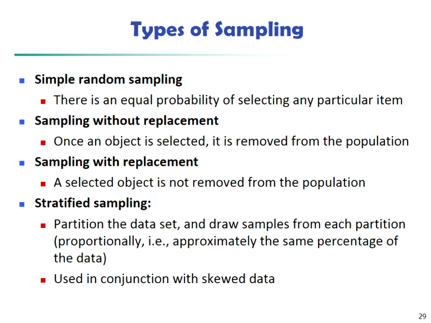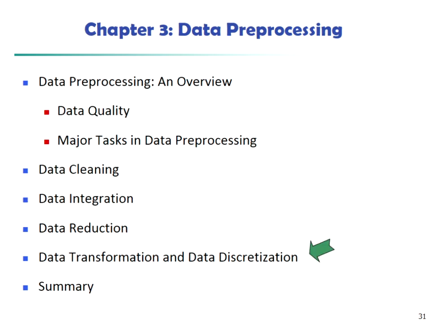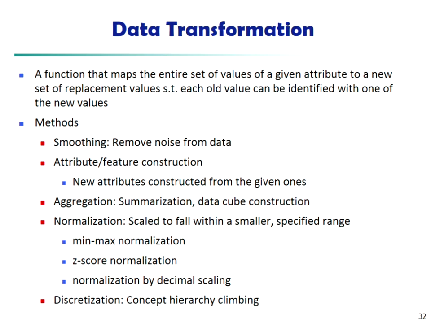Another manner to reduce data volume is sampling. There are 4 types of sampling: simple random sampling, sampling without replacement, sampling with replacement, and stratified sampling. We discussed all these types of sampling in the previous virtual session. Data compression. Normally you have an idea about data compression. So let's move now to data transformation and data discretization.